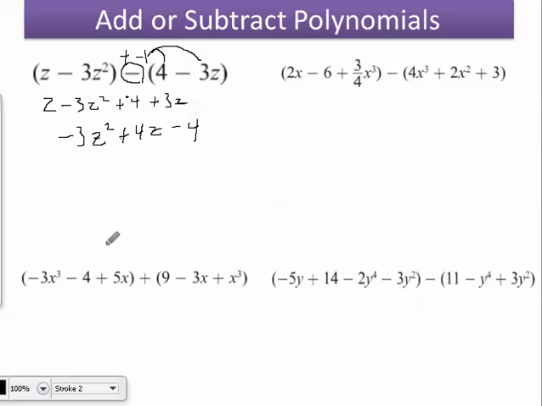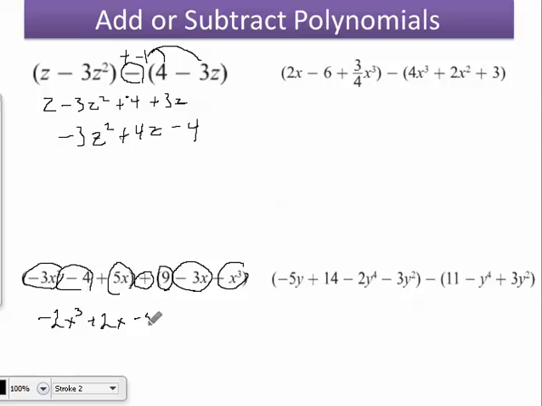Okay? Down here, I've got a plus sign. I don't have to do anything like that. So I'm going to combine my x cubed terms. I've got a minus 3x cubed and a plus x cubed. That's going to be a minus 2x cubed. Okay? I've got a 5x and a minus 3x. That's going to be plus 2x. And I've got a 9 and a minus 4. That's going to be minus 5.